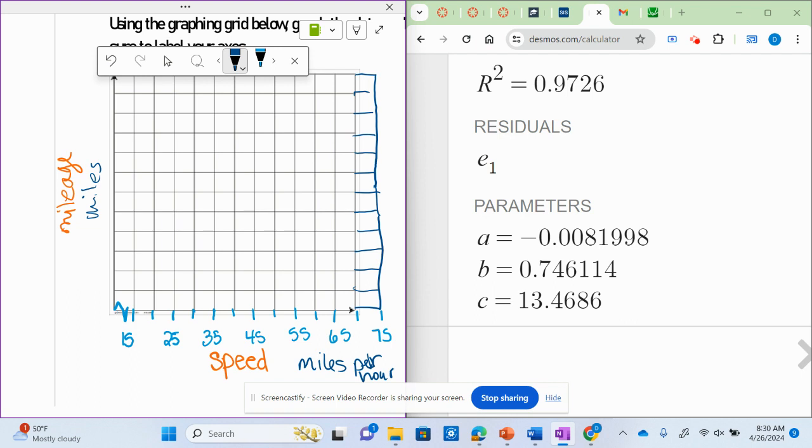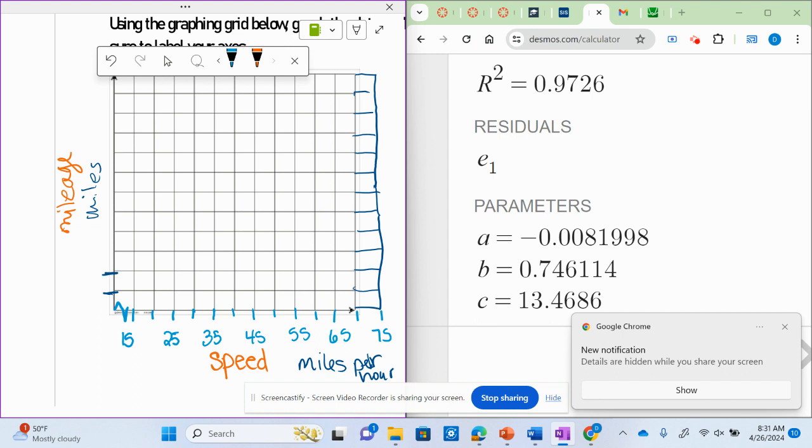So let's graph our data points. We have to label our y-axis. So what does our y go up to? What's our total mileage? What's the largest y value that you have? 30.4. Okay. So here's how I counted this to fit everything on there.